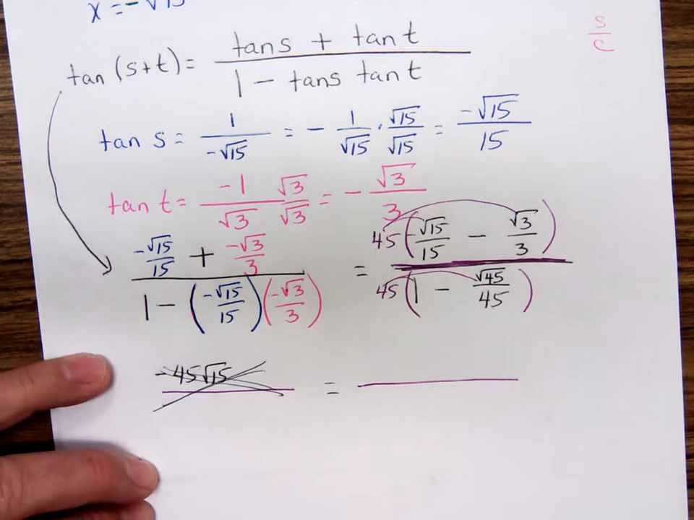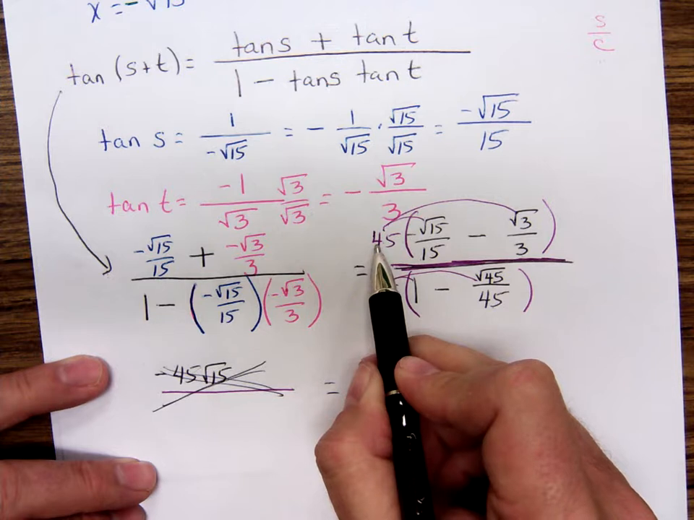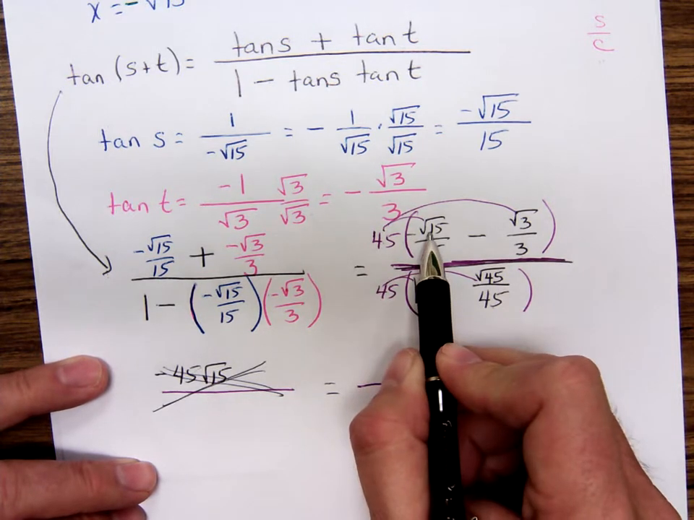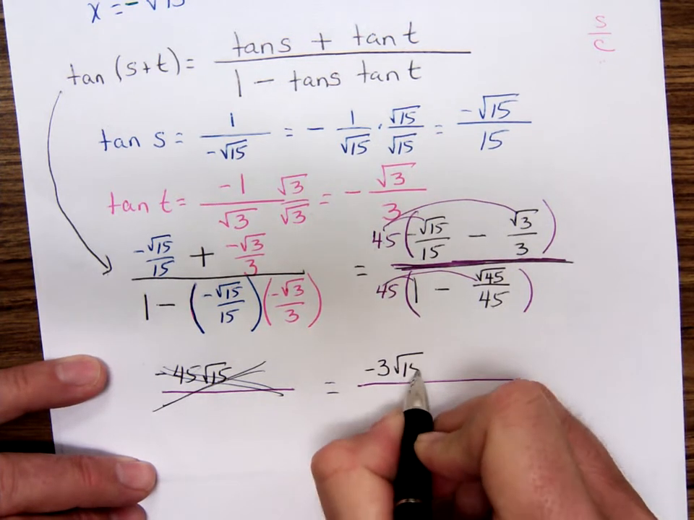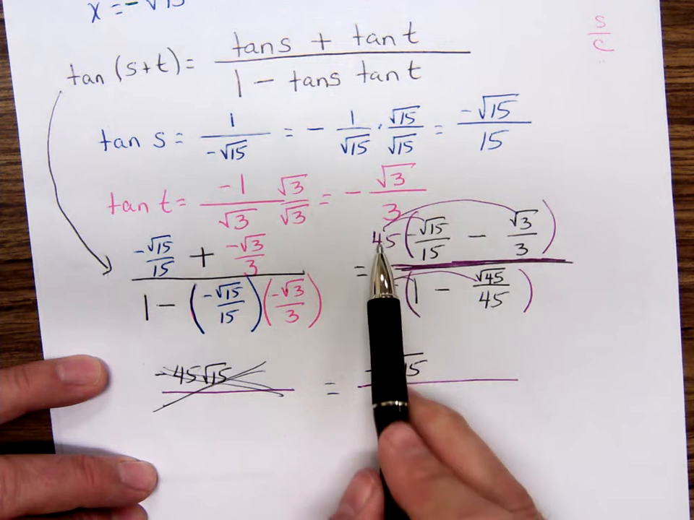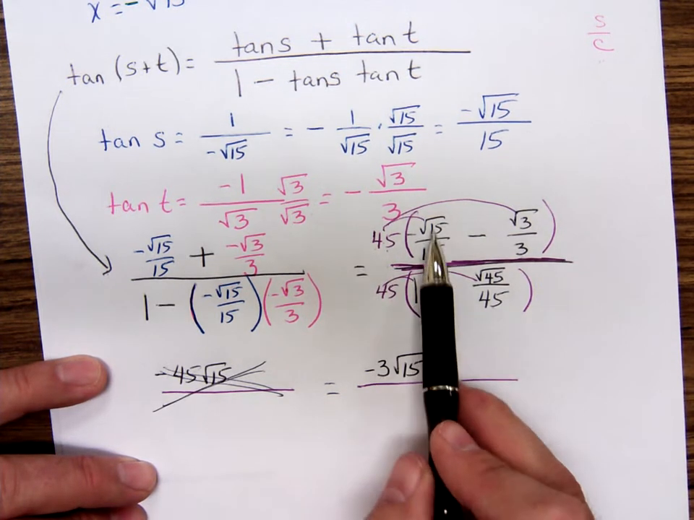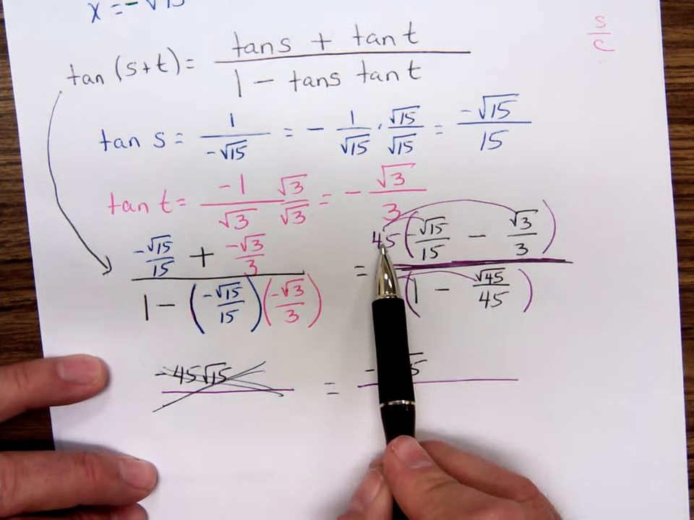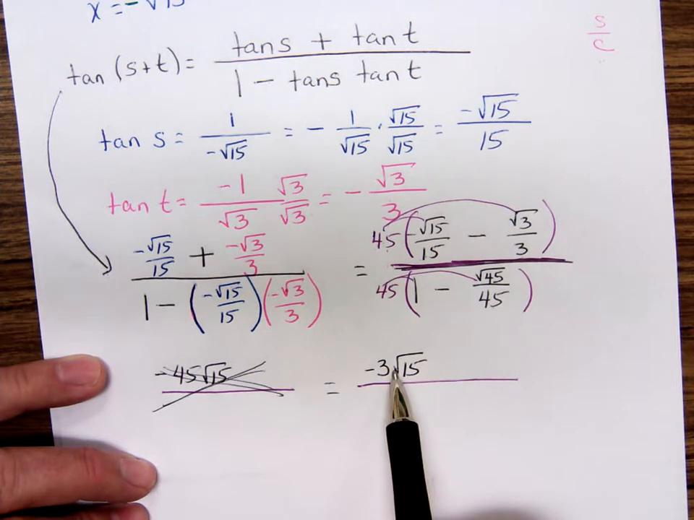15 goes into 45 3 times. 3 times negative square root of 15 would be a negative 3 square root of 15. Do y'all see how I cancel that? 45 over 1 times negative square root of 15 over 15. Cross canceling. 15 goes into 45 3 times. 3 times negative square root of 15 is negative 3 square root of 15.